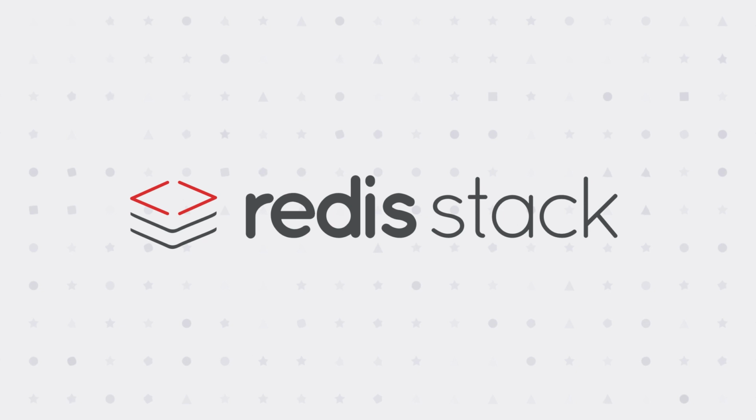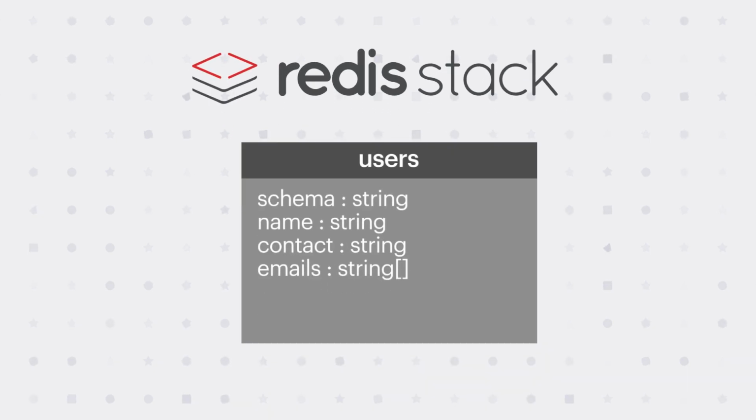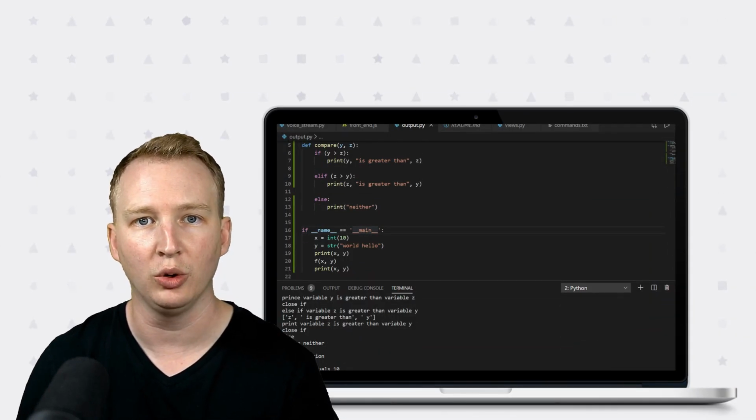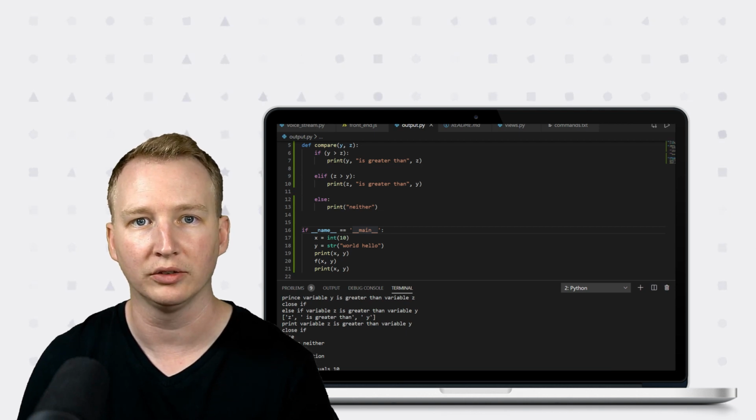If you're using Redis Stack, your schema is flexible, and you can make changes to your existing schema without any downtime. If you aren't already using the Schema Version Pattern, the good news is you can start today without making significant changes to your application logic. Let's dive into some code to see how you might apply the Schema Version Pattern to your existing codebase.